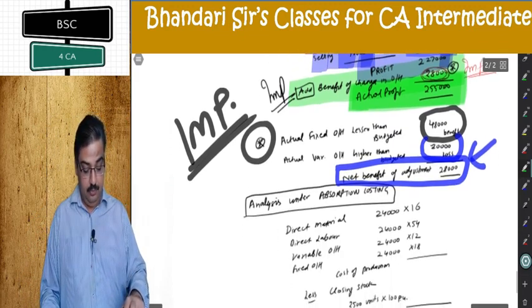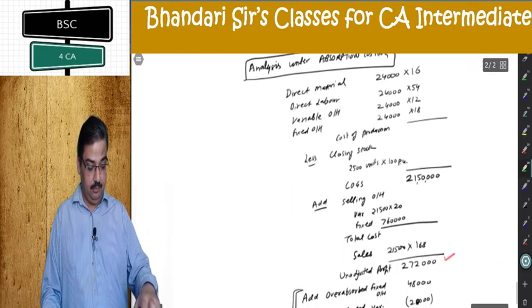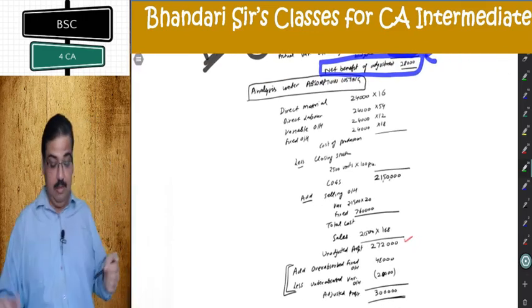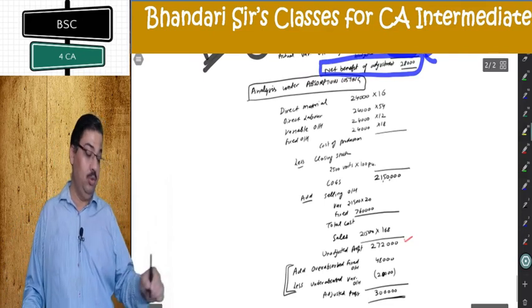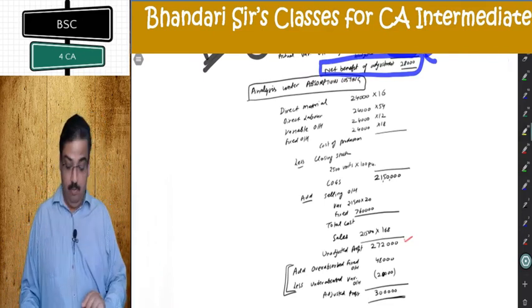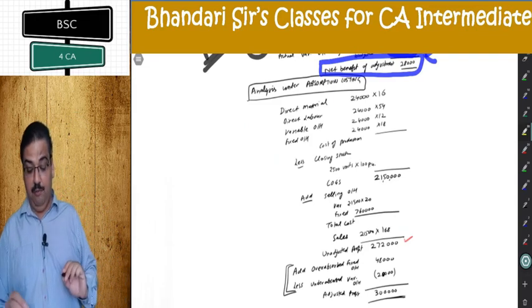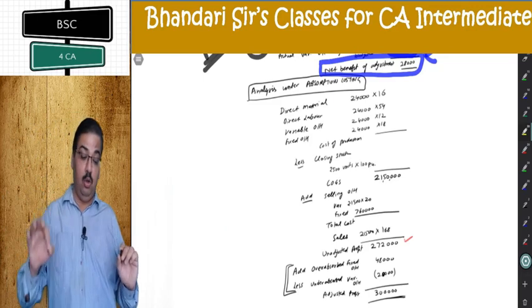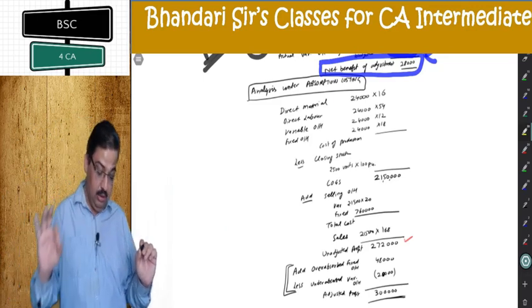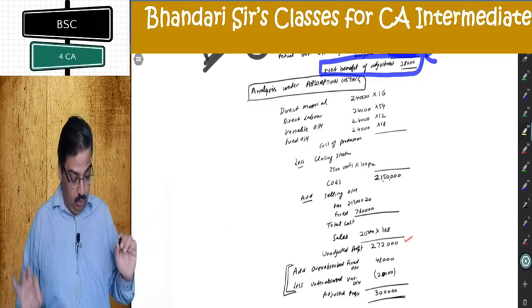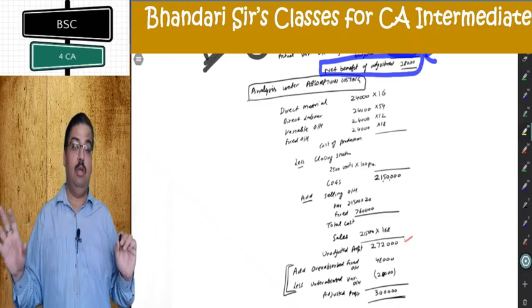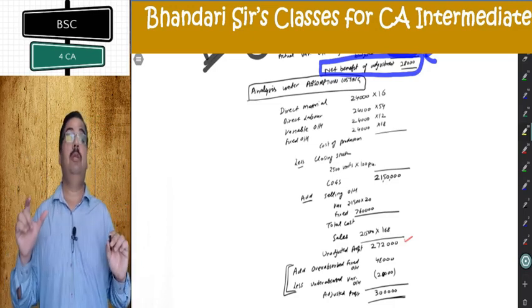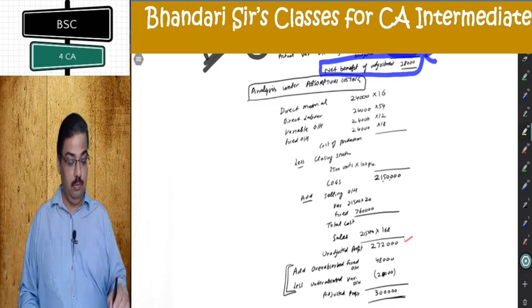Second, analysis under absorption costing. Very simple. To begin with, it has to go with the production units. Production units given in the question are 24,000. There is no opening stock given, so closing stock is bound to be 2,500 units. Opening stock should be 0, while closing stock is 2,500 units. Because you produce 24,000 and sell 21,500, the difference represents 2,500 units of closing stock.